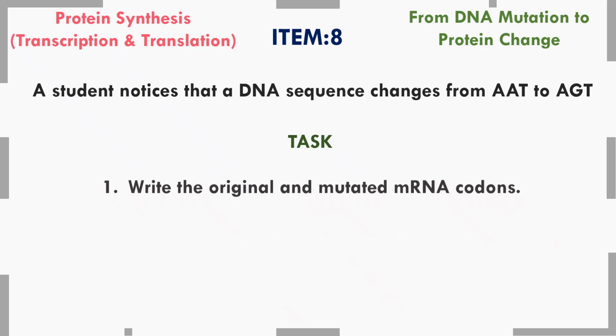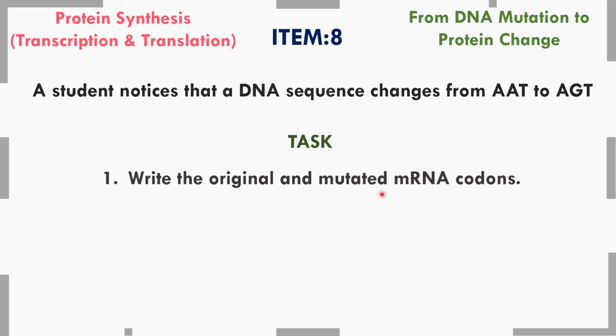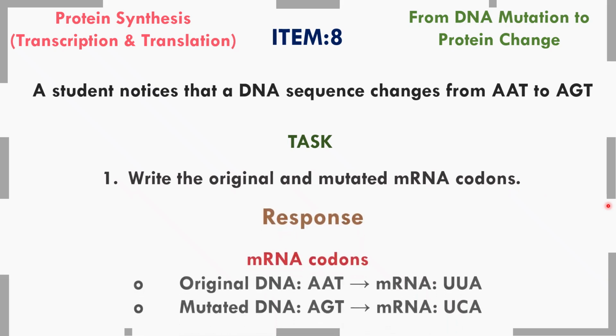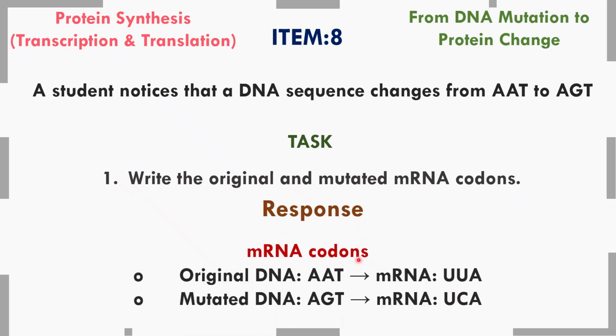Write the original and mutated messenger RNA codons. Original DNA was AAT. Therefore, the messenger RNA will be UUA. The mutated DNA was AGT. The messenger RNA would be UCA.